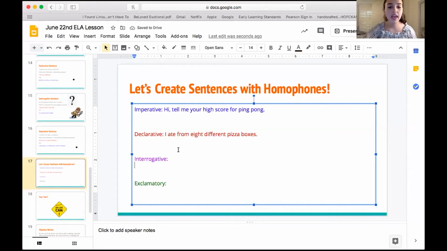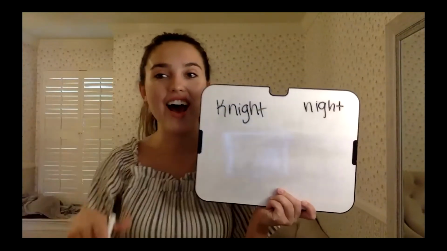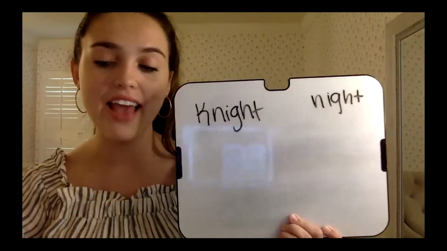All right, now we have interrogative. And again, that's asking a question. We're trying to find out information. Maybe it's something that we don't know. So let's try and figure it out. I actually like the idea of using the ones that we already went over so we can keep practicing them. So I think we should use "knight" and "night." Again, the knight with a K is meaning like a knight in shining armor. And this night is like nighttime. It's dark outside and that's what we're thinking there.